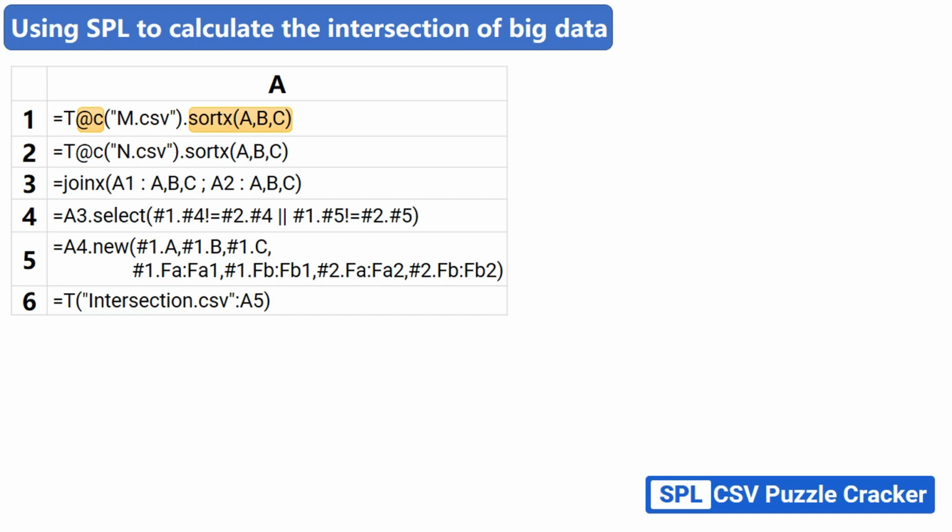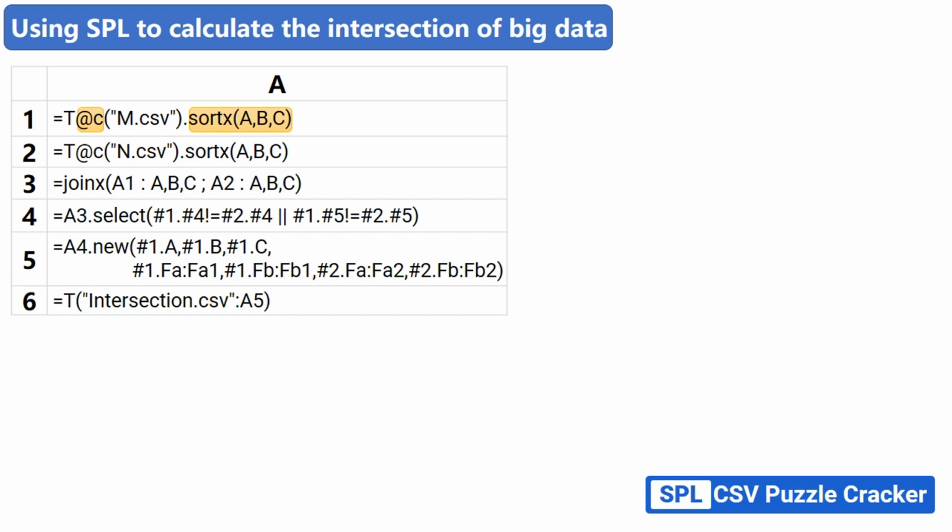Similarly, A2 sorts n.csv. A3 uses the joinx function to associate these two ordered cursors, and joinx will also fetch data in batches. Separate multiple tables to be associated with semicolons in the parameters, and separate multiple primary keys with colons. A3 defines the join operation on the cursor, but the calculation does not start at this time.